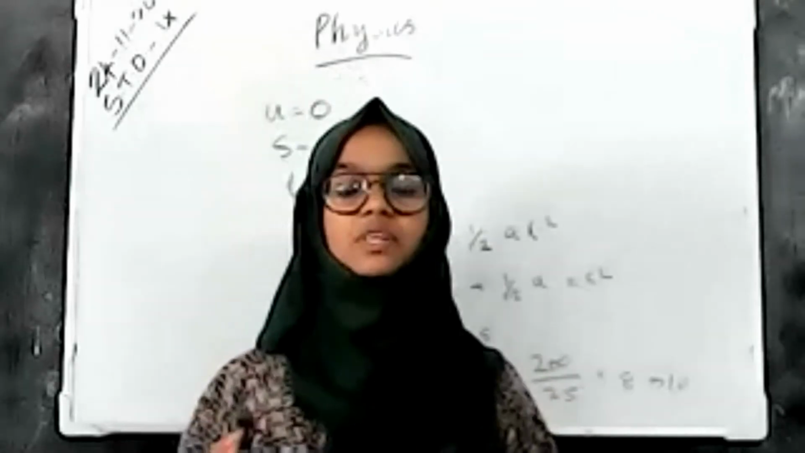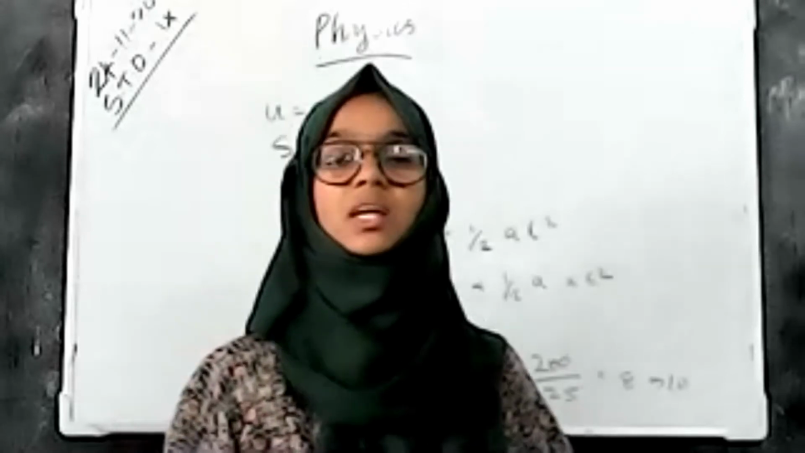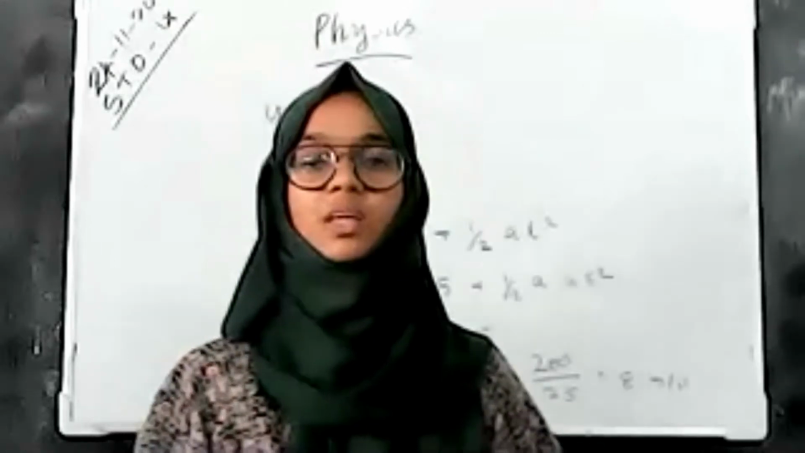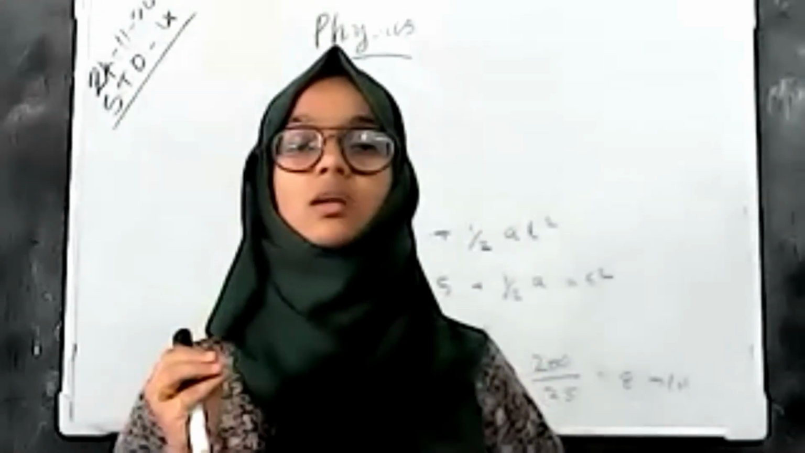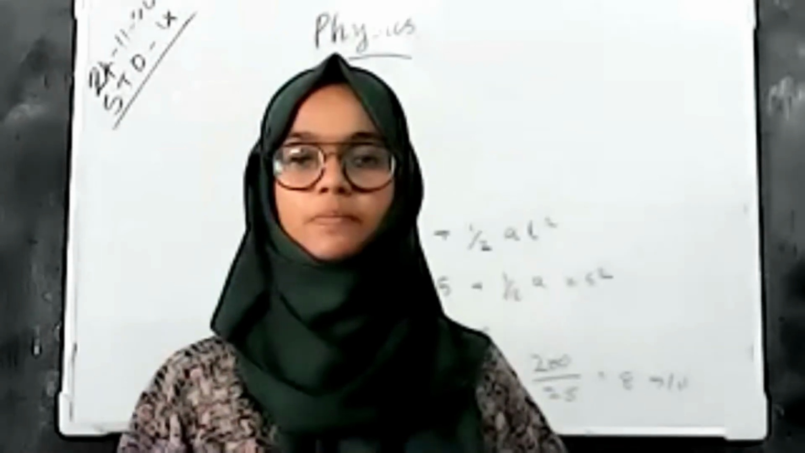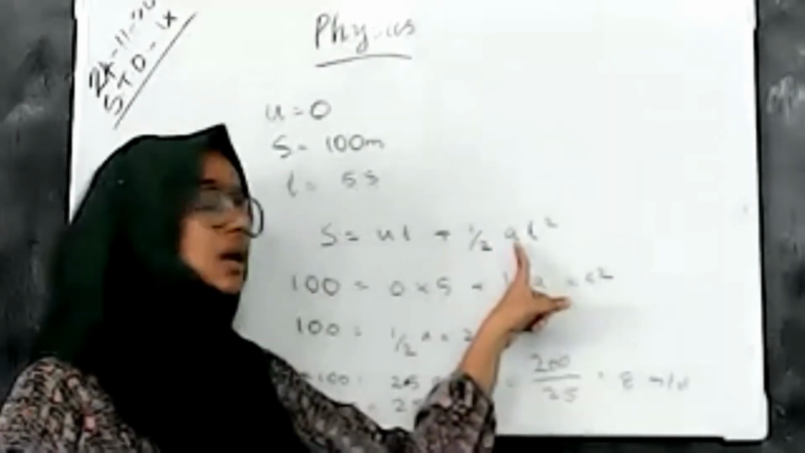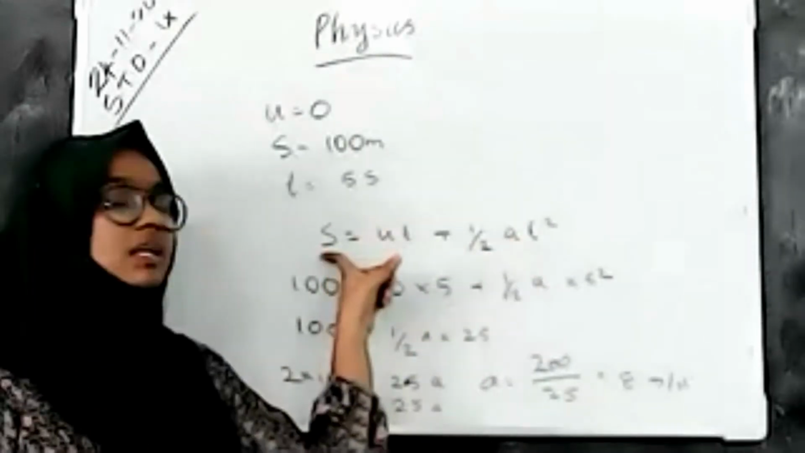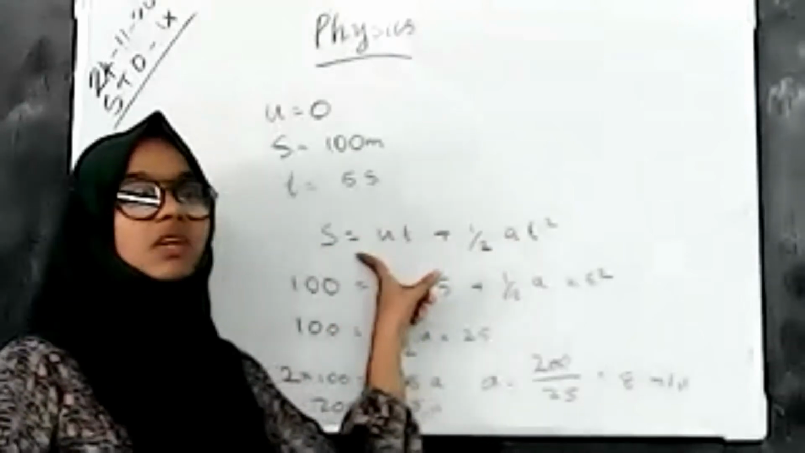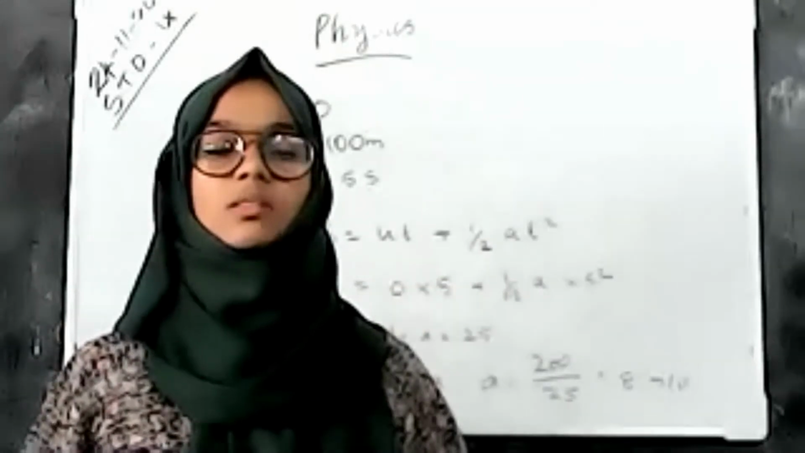Like this, all of these problems are based on the equations of motion. The given values are written on one side of the paper, and we identify which equation we want to use. What is the term we want to find? Here we want to find the acceleration, and the given values are displacement, time and initial velocity. That's why we use s = ut + 1/2 at² for doing this problem.